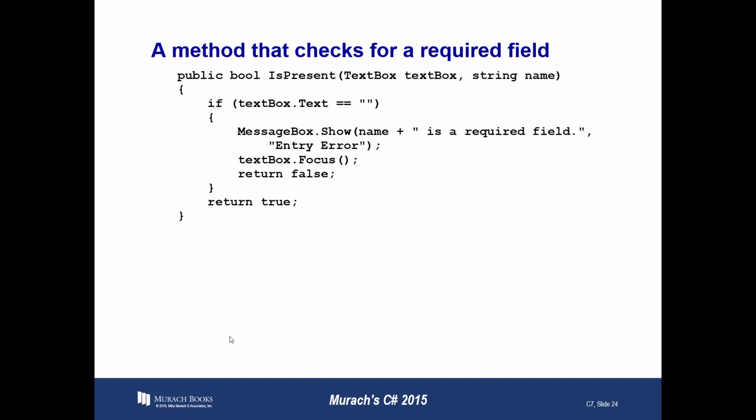Here's a method, as they say, that's checking for a required field. So notice if there's nothing there, you're giving them a message, you're putting the focus back, but you're returning false because this is returning a bool. Otherwise, if you get down here, that means there was something in there. In this case, we're not checking to see if it's the right kind or what it is, just was there something in there. If there's nothing in there, you do this. Otherwise, there was something in there and you do this.